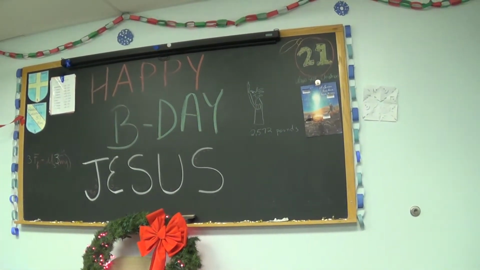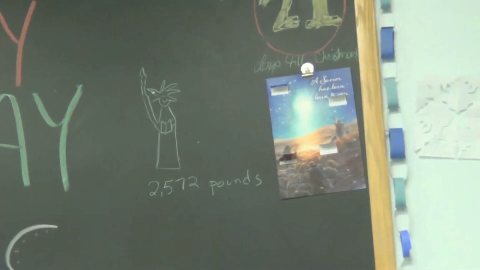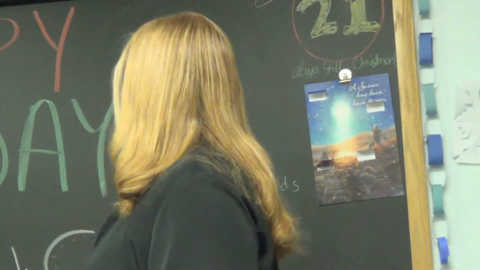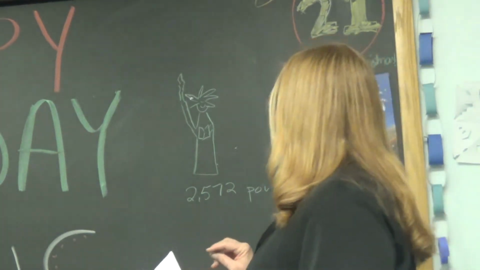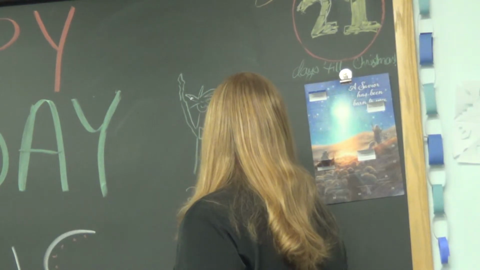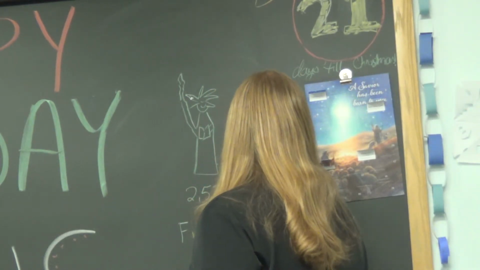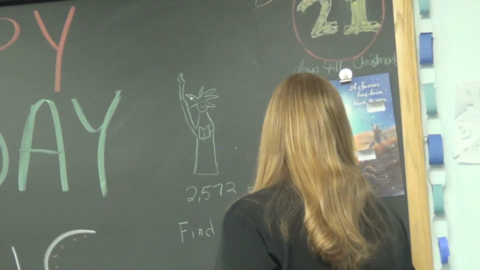The Statue of Liberty weighs 2,572 pounds. What is the force of friction keeping it there? There is a force of friction. It would be sliding off if there wasn't. It's stuck to the bottom, super glue. We'll find the force of friction keeping it there.